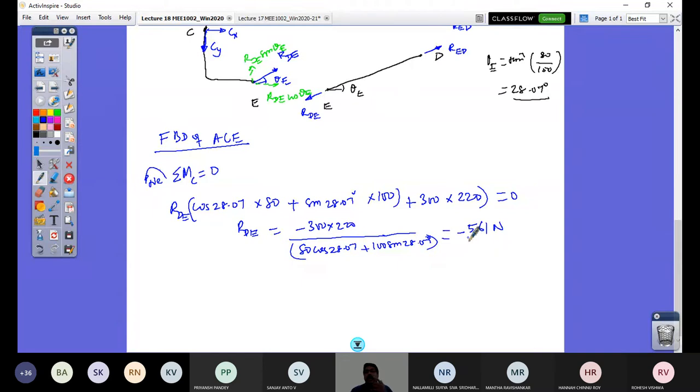The minus sign represents that the assumed direction is to be reversed. Whatever I have here, I will not change the direction. I'll write here that my answer is minus 561. So here the reaction of 561 is pulling, meaning the reaction is actually pushing this member. That means the force exerted onto the member is the pull. So the member is under compression by the pin reaction. That's how you should understand.